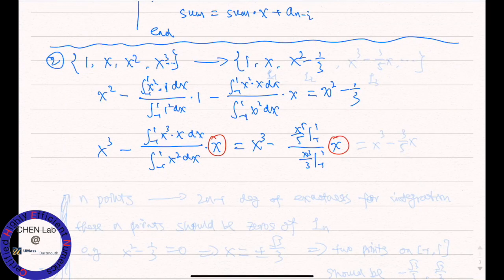Object minus this object's projection onto the previous objects. That only gives you a scalar, that amount of the previous object, right? So we're going to get what? 2 over 5 divided by 2 over 3. So that's going to be x cubed minus 3 over 5 x, right? X.